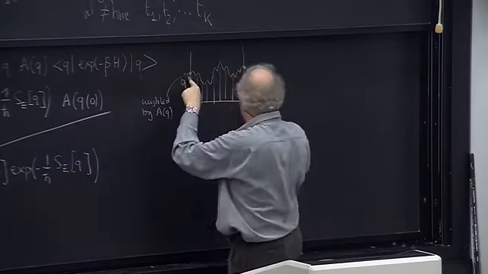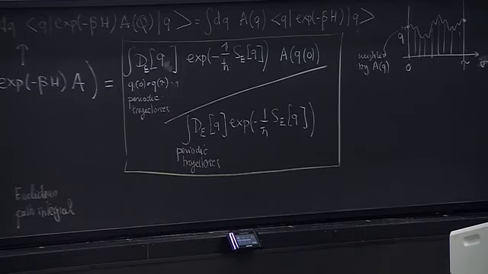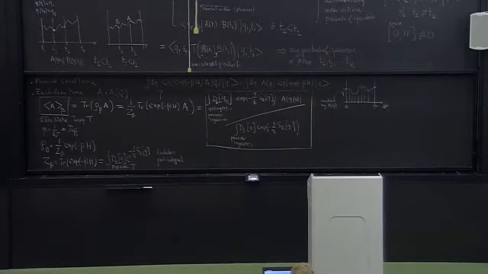So we have a Euclidean path integral representation for the matrix element of a single operator in a Gibbs state. You get this equal this. It starts to be a big formula, but this is the path integral representation for this expectation value.